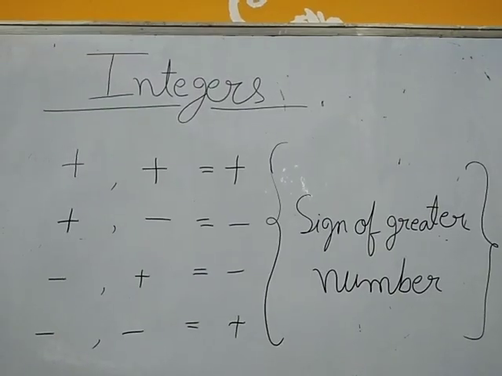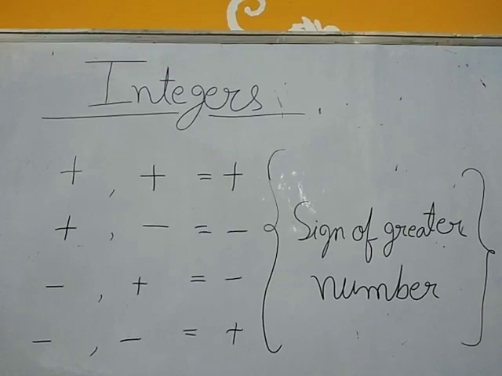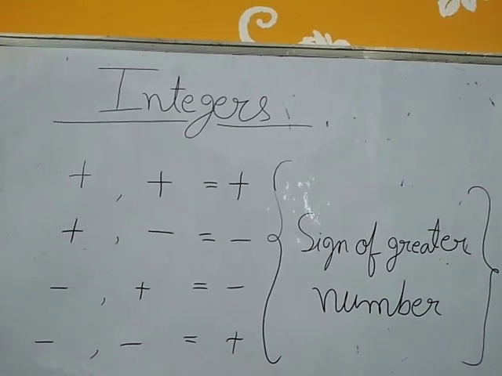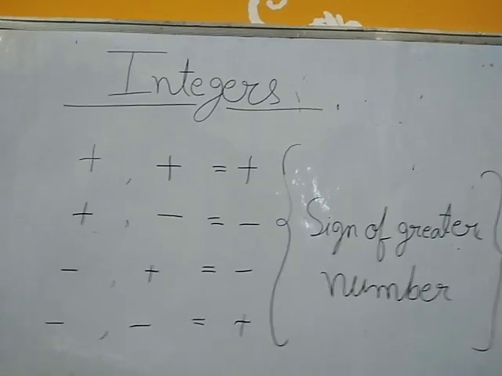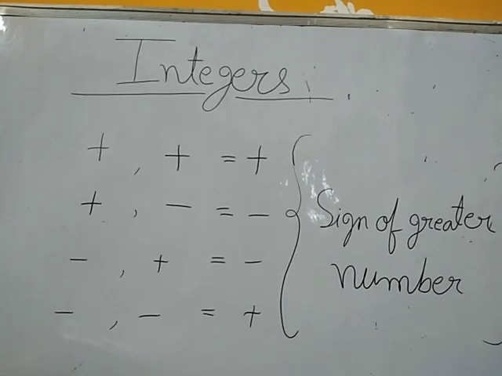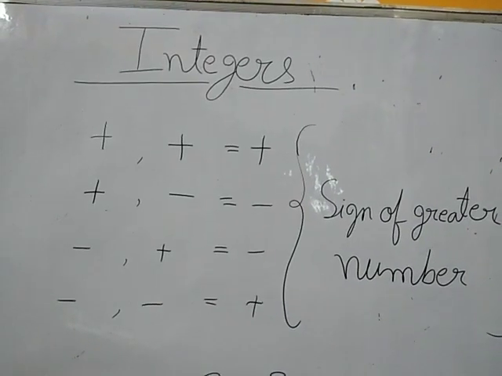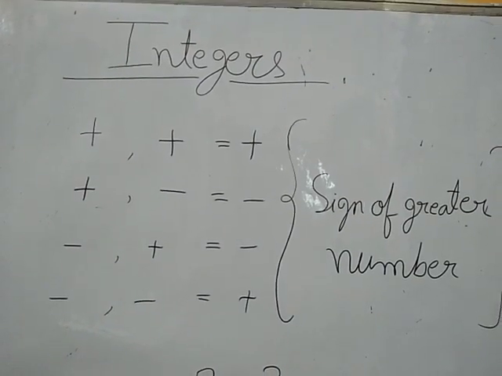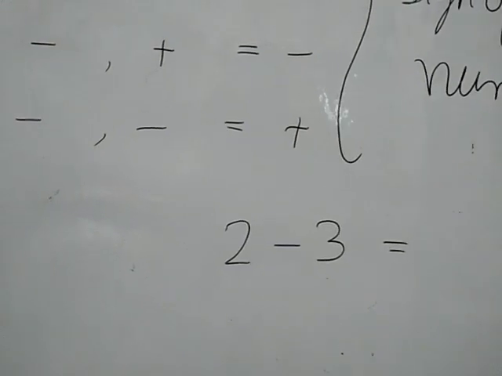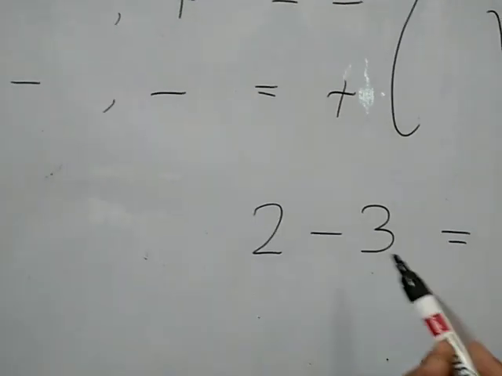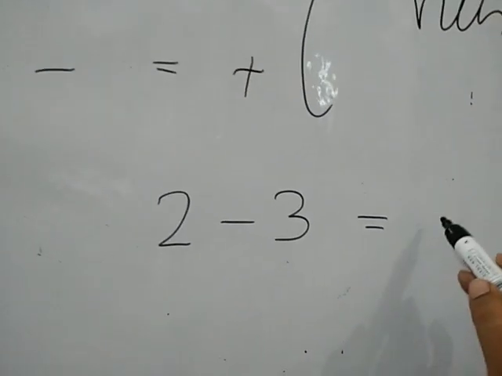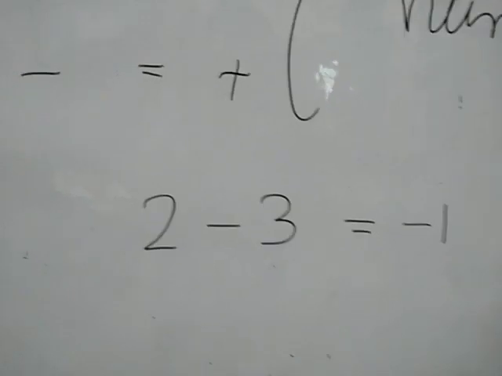Okay, if we have to add two positive integers, we will add both of them, and the sign of the greater number will come. Here both the numbers are positive, so the sign will be positive only. If we have to add one positive and one negative integer, we subtract both of them and the sign of the greater number will come. So let's take an example. Here 2 minus 3. So here you can see 2 is a positive integer and 3 is a negative integer. So 2 minus 3 will be minus 1.